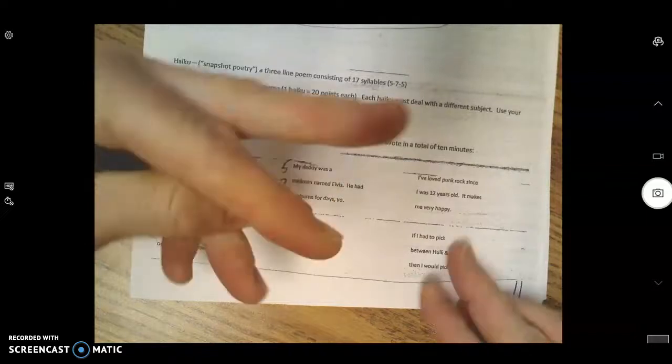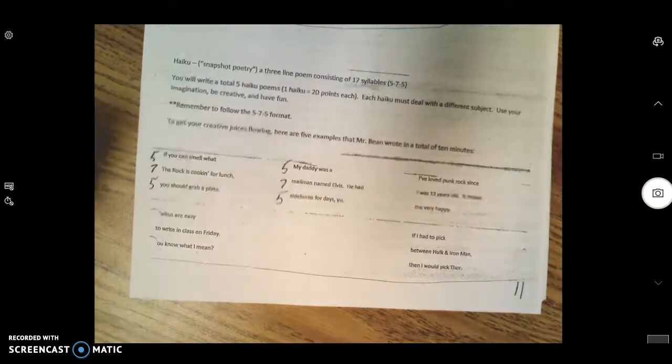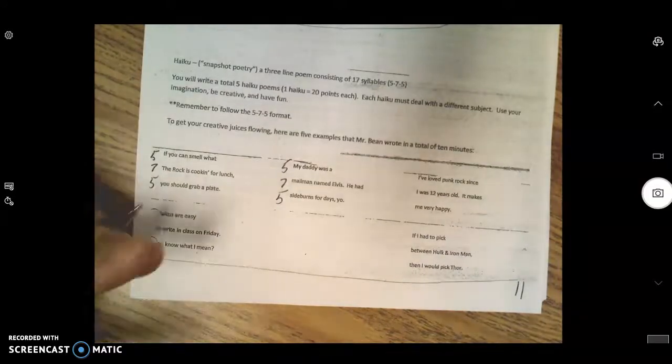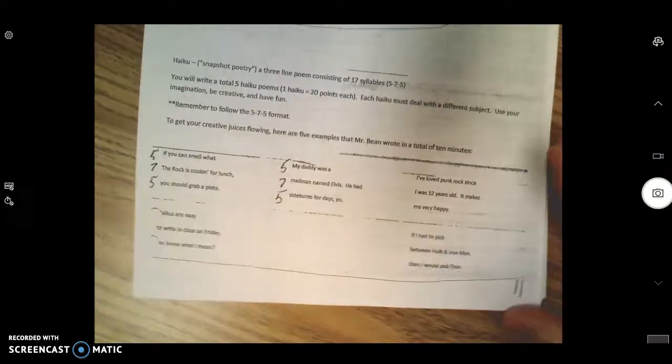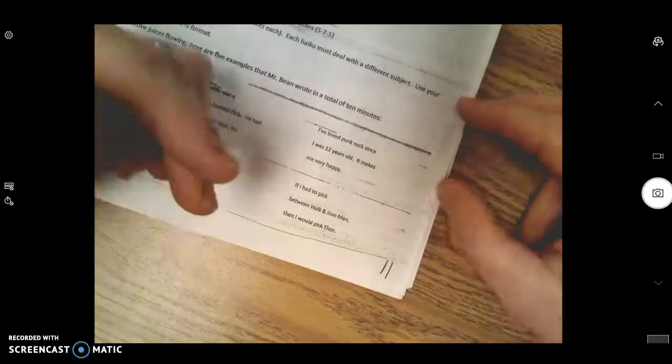Okay. It's called snapshot poetry because it's not like narrative poetry where you're telling a story. It's not lyrical poetry where you're exploring feelings. It's not dramatic poetry that gets performed. You're simply grabbing a snapshot of something going on and making a poem out of it. So look at this one over here.